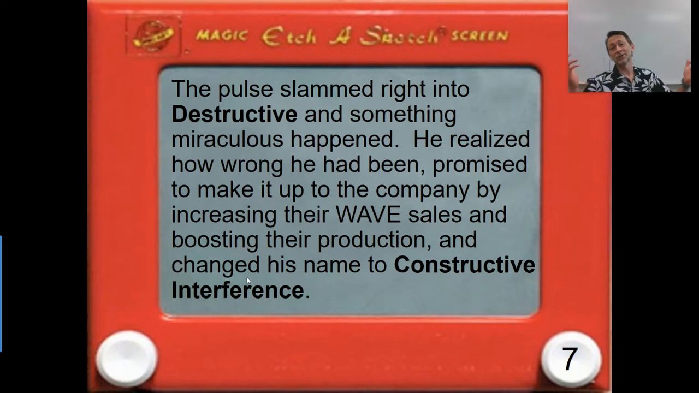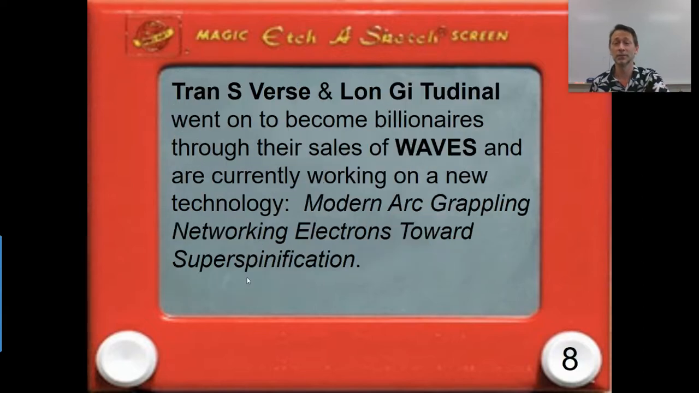And where would our story be without resolution? You already know that there are only 8 boxes, so we only have one more box to go. Transverse and longitudinal, what happened to our hero and heroine? They go on to become billionaires through their sale of waves, and they are currently working on a new technology called modern arc grappling networking electrons towards super spinification. I wonder what that technology would be. Either way, you're drawing this picture in box number 8.